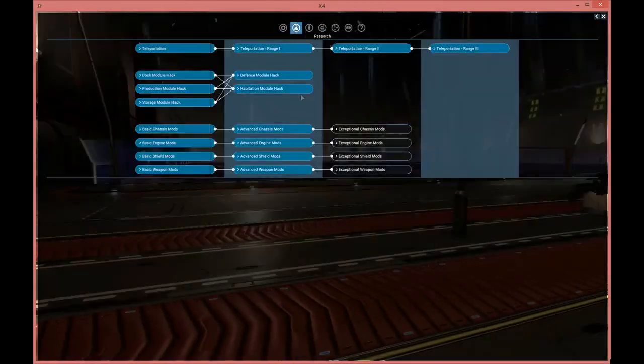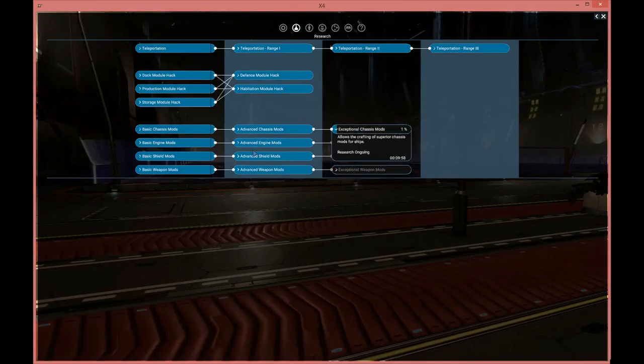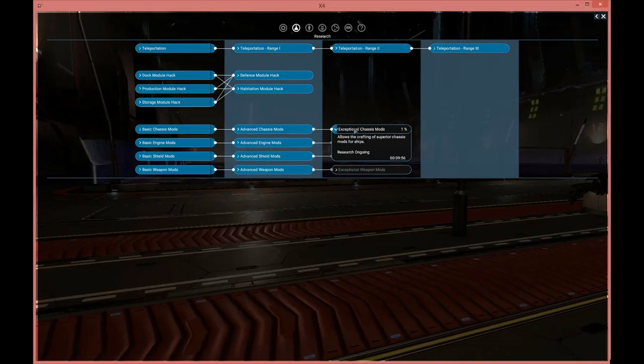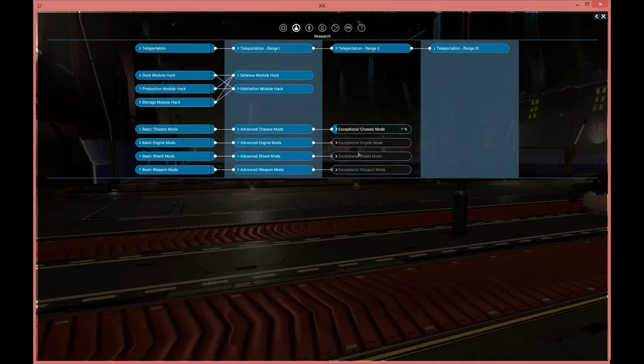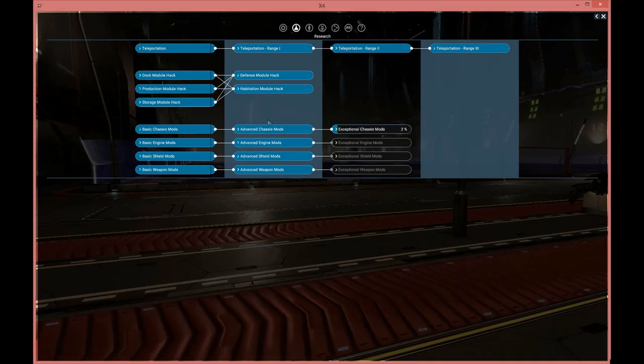Let's see here. Was my research done? My research is done. This will allow you to make good choices. I'm almost maxing all this research stuff. If you see, I'm just doing the last tier of these mods. Then I'll be done with the research, really.